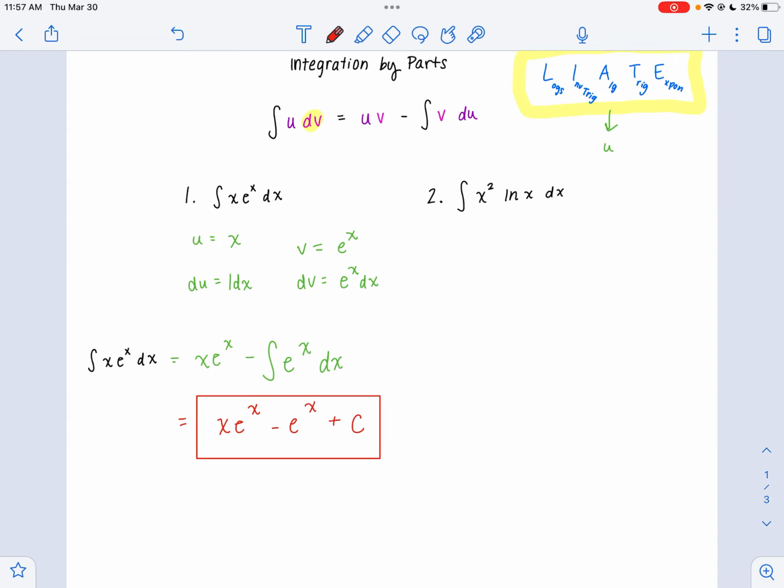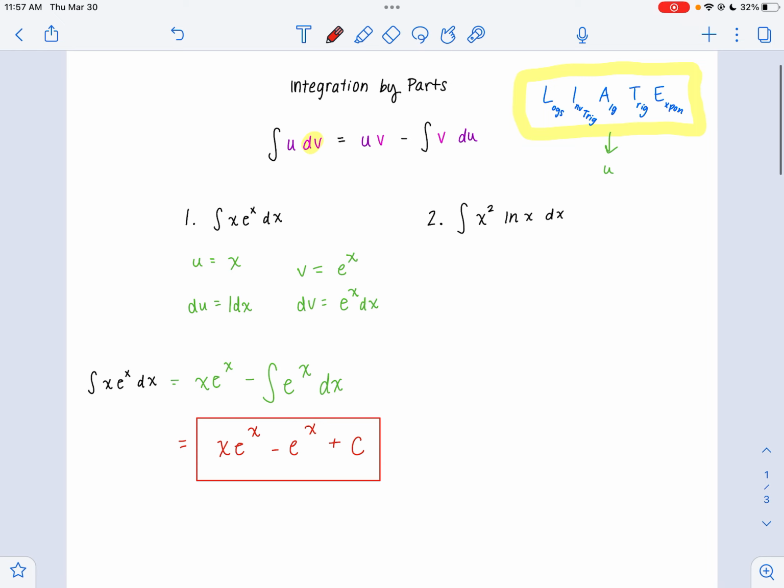My original x e to the x still stays the same, but if we integrate what we have here, we get e to the x, and we can't forget our plus c for that constant that could always be there. So there we go, we found our final answer. We could always check by differentiating that to see if we can get back to our original problem. But it looks like we've got the answer here.